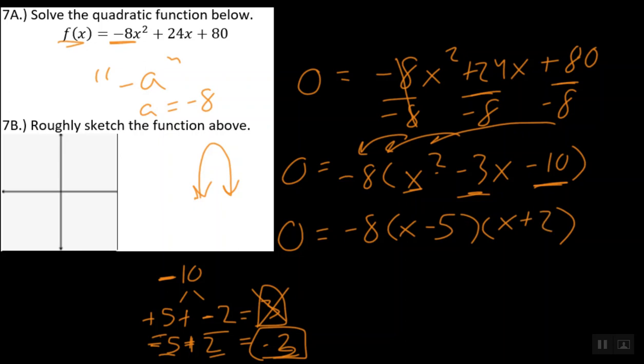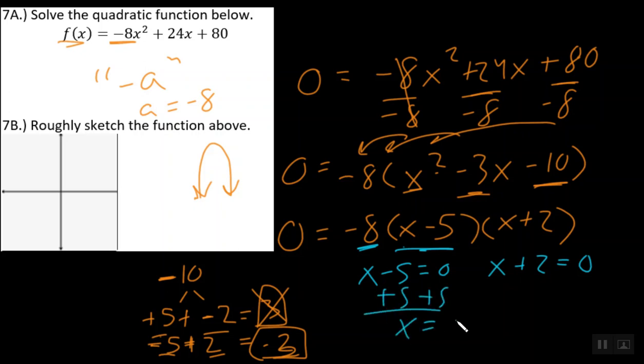Now from here, remember, we get to ignore that negative 8. Well, let's set our factors, x minus 5 equals 0, and x plus 2 equals 0. The opposite of minus 5 is plus 5, and x is equal to positive 5. And the opposite of positive 2 is negative 2. And so I can go graph this by going to the right 1, 2, 3, 4, 5. There's my first solution. And to the left 1, 2, and there's my second solution.